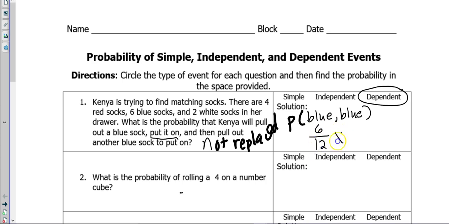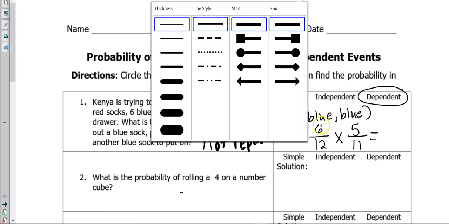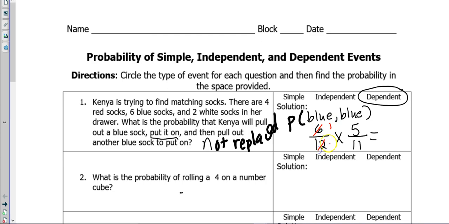Our second event, now we have taken 1 blue sock out, so there are only 11 socks. And because one of them we're assuming is blue, we now only have 5 blue socks. So to find the compound probability, we're going to multiply those 2 fractions together. You can see here that we can simplify 6/12 into 1/2. We multiply across and we get 5/22. So it's dependent, and the probability of Kenya choosing a blue sock and then another blue sock would be 5/22.